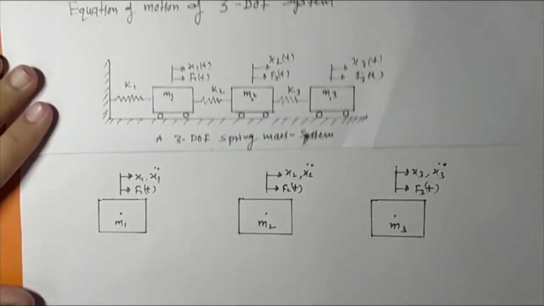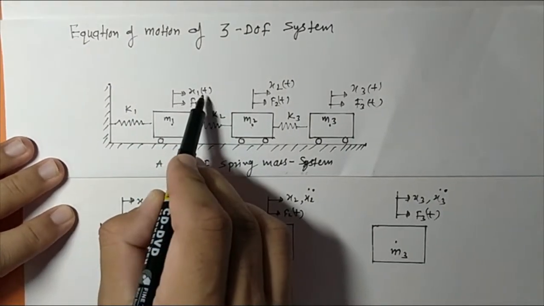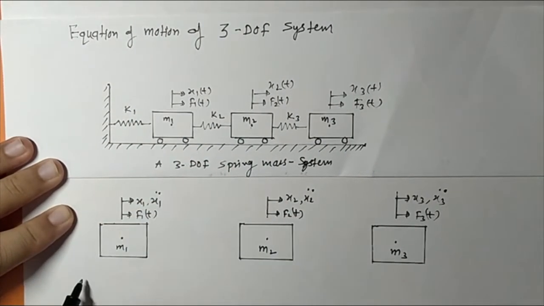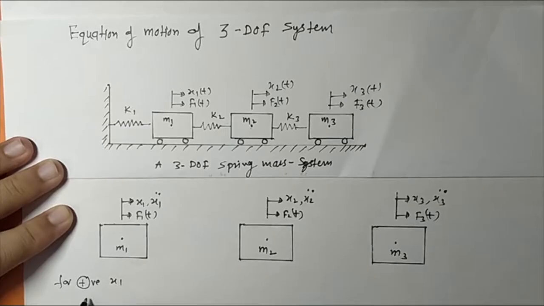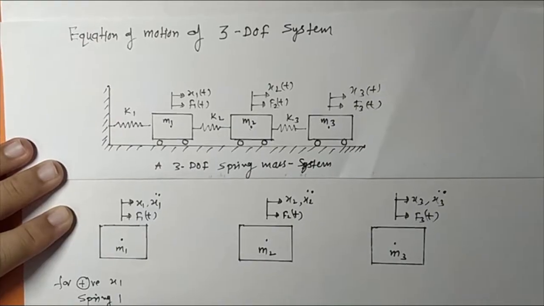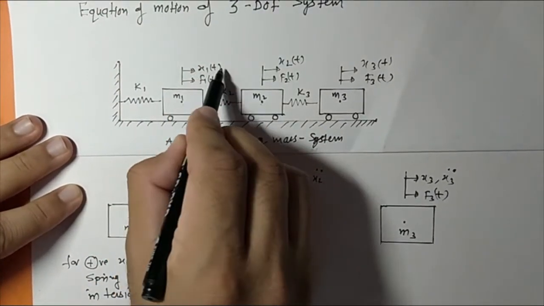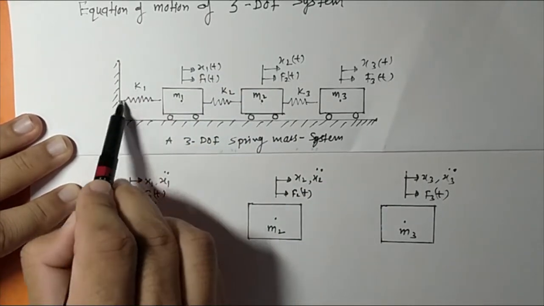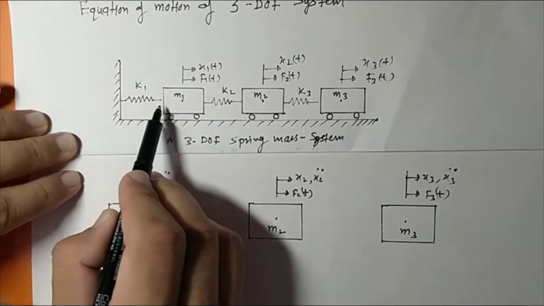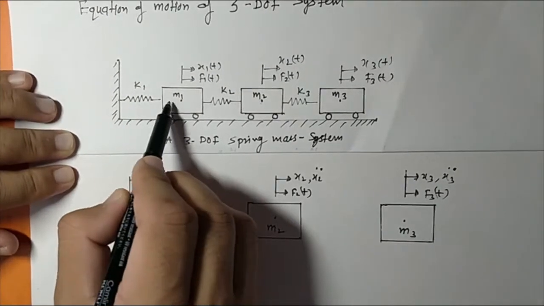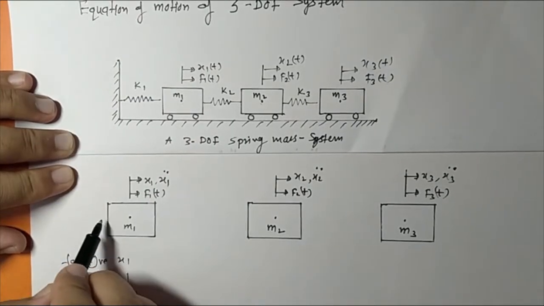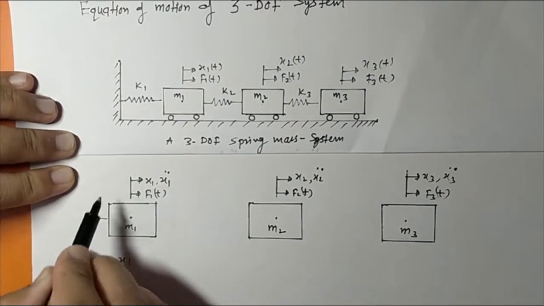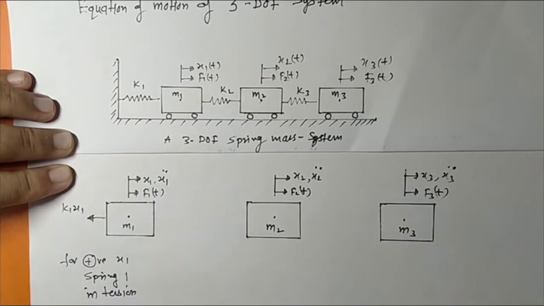So for this, if we consider x1 in the positive direction, so for positive x1, spring 1 is in tension. So we can say if we give this displacement x1 to mass m1, then this spring would be in tension. If this spring is in tension, then this will exert a force k1 x1 in the leftward direction on mass m1. So this is the force exerted by the k1 spring. So this is k1 x1.